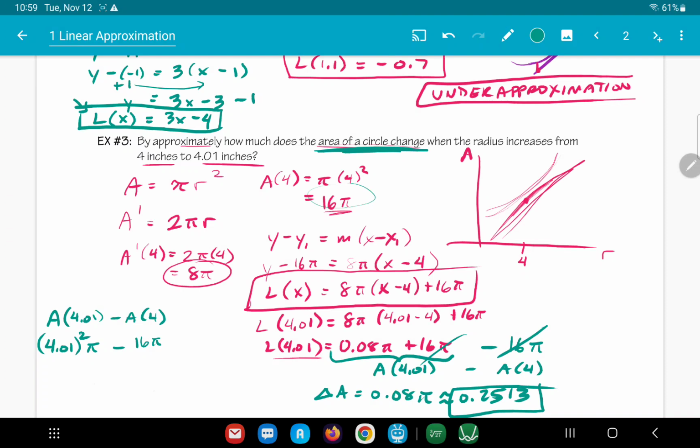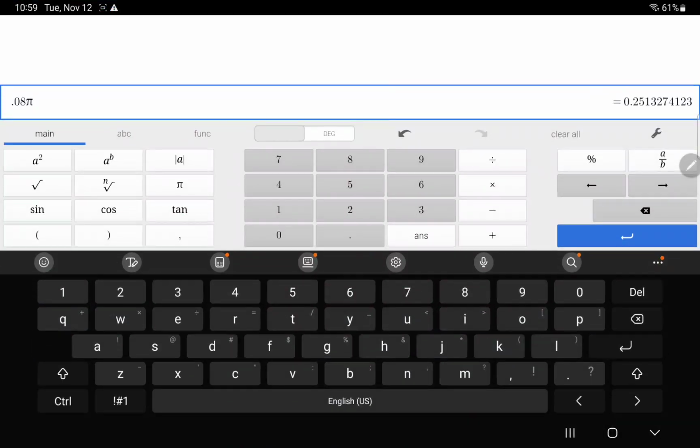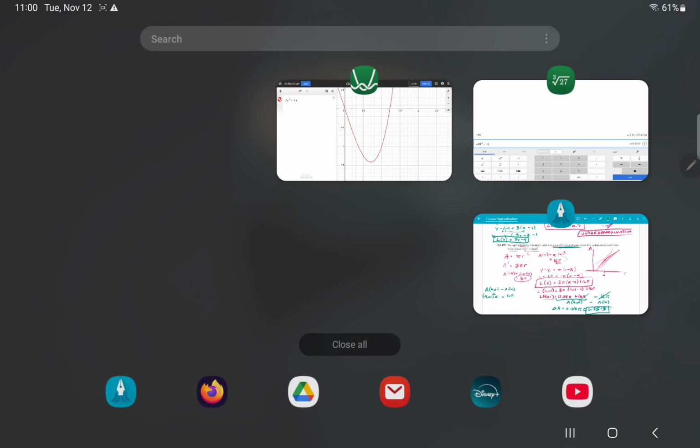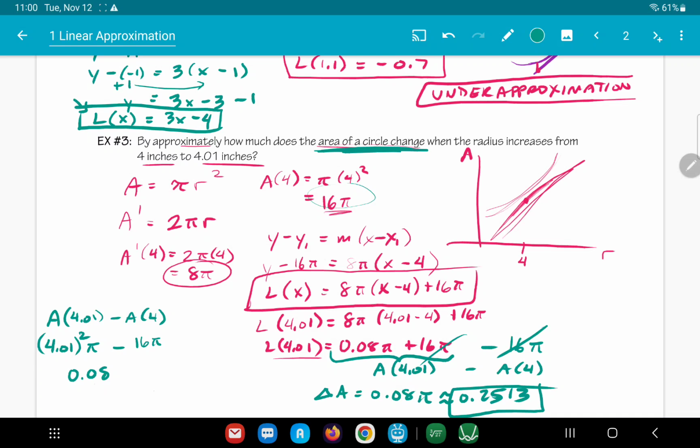So we do 4.01 squared minus 16. Let's do that. Let's see here, enter. So 4.01 squared minus 16 gives us 0.0801. So this is actually 0.0801 pi. This is the actual number, and remember that what we found here was an approximate answer of 0.08 pi. So you'll notice that comparison there.